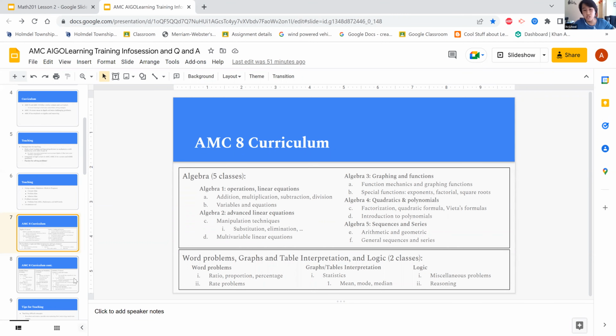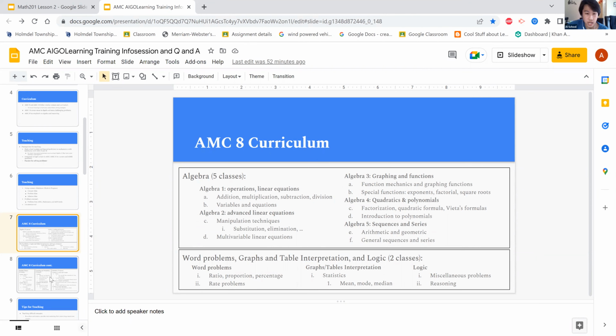For example, statistics: mean, mode, and median. And finally, some miscellaneous logic. There are some problems that don't really fit the category, so we will discuss some of those examples in a class dedicated to logic and miscellaneous problems.